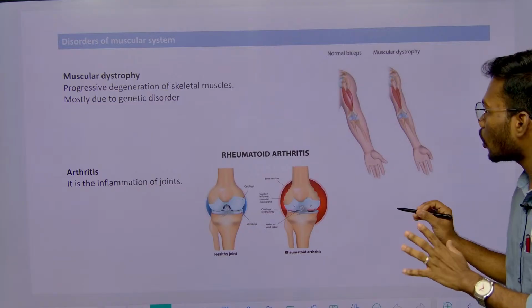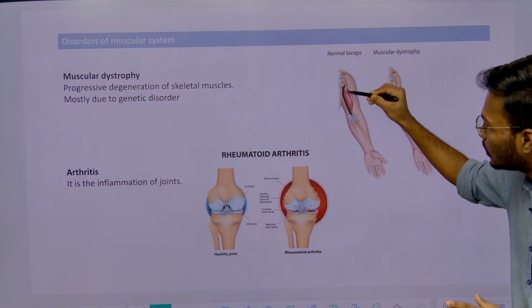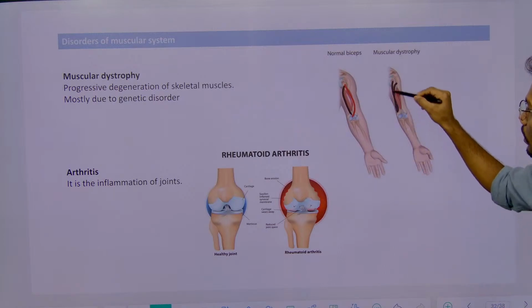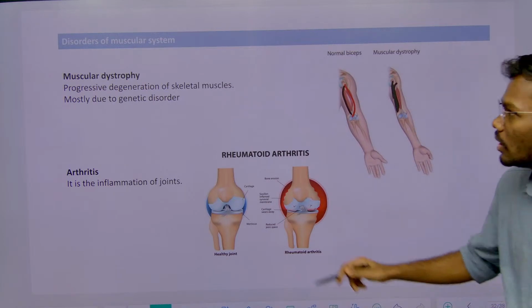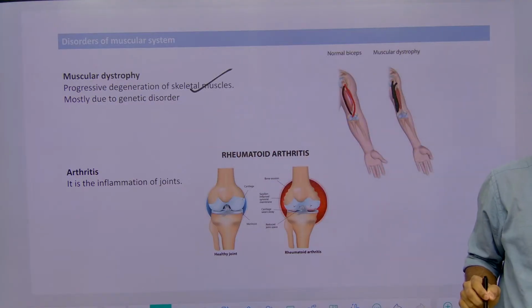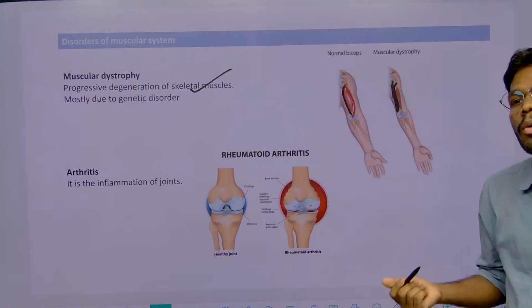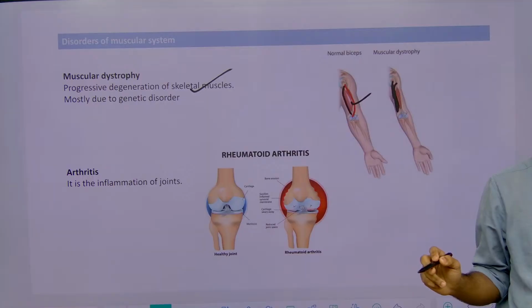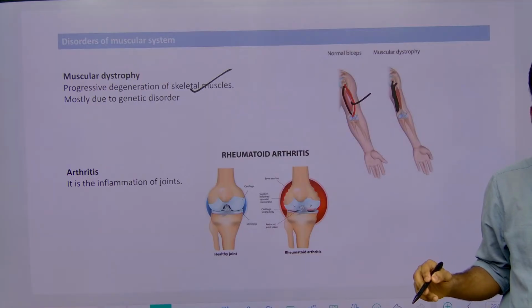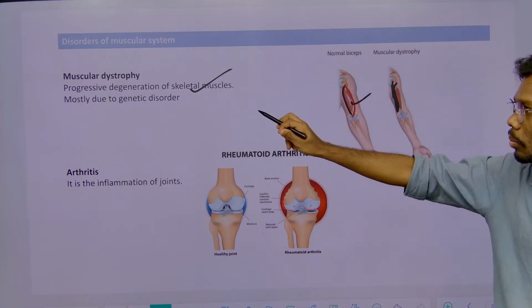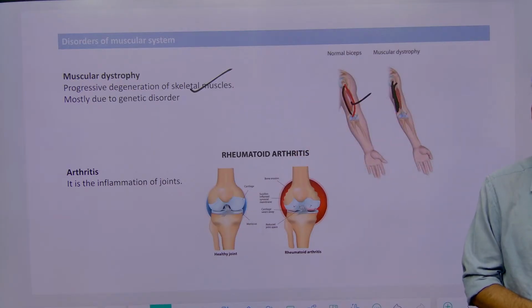What happens in a normal condition? The muscle is in good condition. If there is no protein called dystrophin, then what happens? All the muscles will become flat. See, progressive degeneration of skeletal muscle. Why will progressive degeneration happen? Because there is no protein. We have to eat protein, then there will be good biceps. So no protein is nothing but no dystrophin gene, no biceps. So progressive degeneration of skeletal muscle will happen.